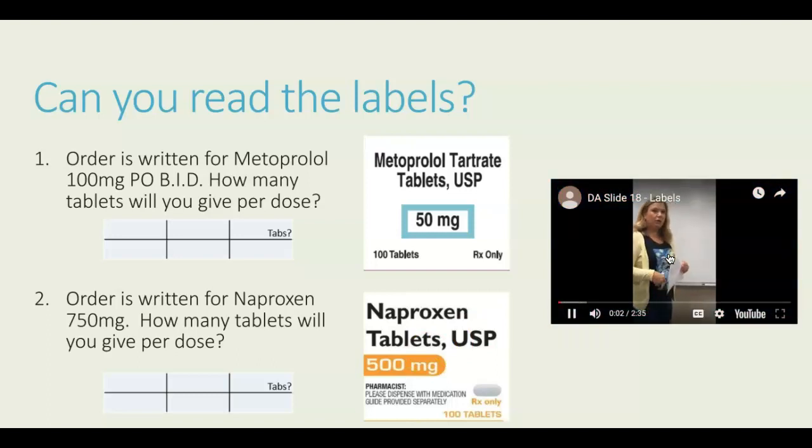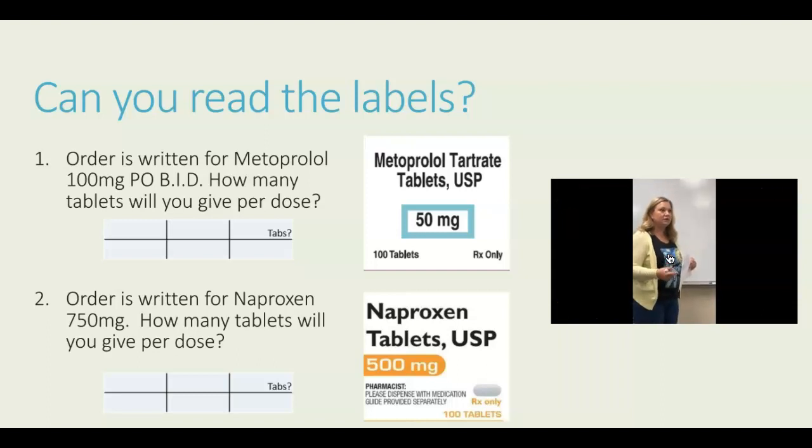All right, so now we're going to go over some labels, because we know that sometimes in the math you can pull out those numbers, but in actuality, when you're in practice and in the units, you're going to have to look at labels. So get comfortable with looking at labels and the information you need to pull out from them. On slide 18, which is what we're on, I have a couple of labels, and we're going to try to figure out our dose from those labels.